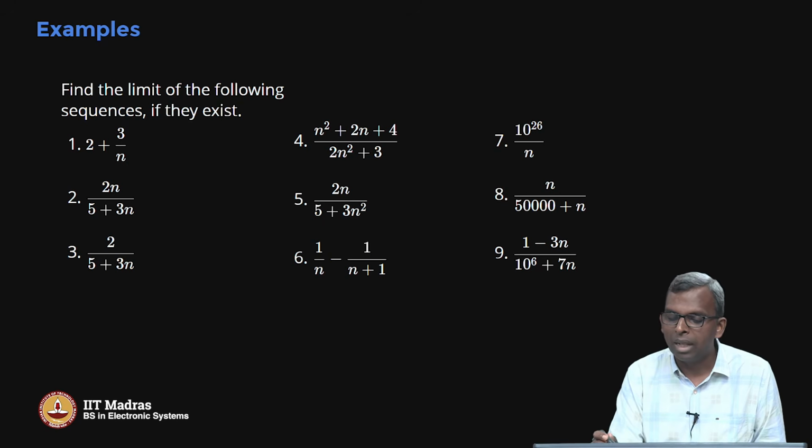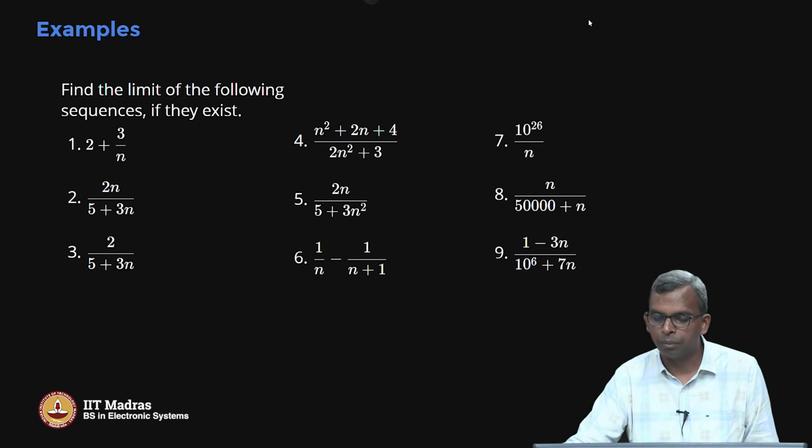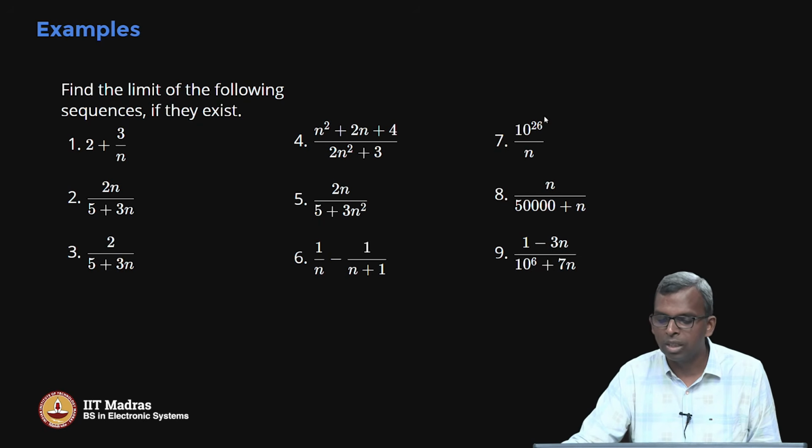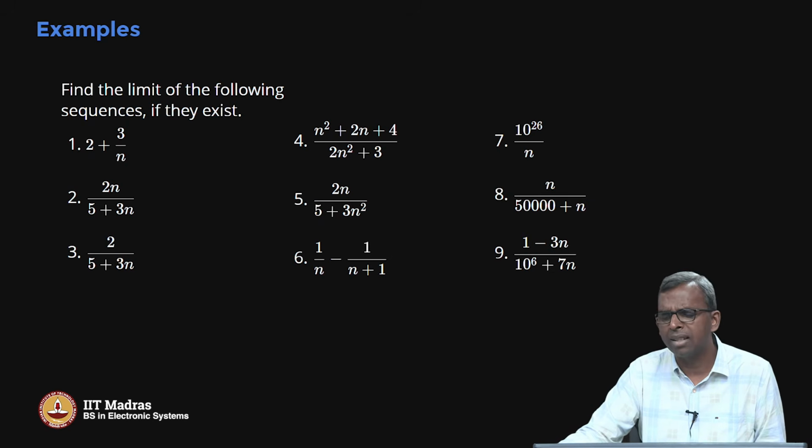So however large the scaling constant is, this is just a scaling, right? So it looks like the scaling constant is 10 power 26, but remember 10 power 26 is just a finite number. When I say limit as n tending to infinity, n could be much larger than 10 power 26. Okay, so here the limit is actually 0.